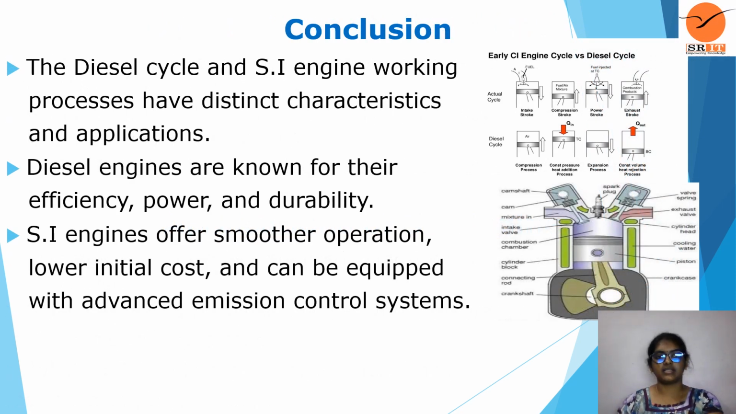Conclusion. The diesel cycle and SI engine working processes have distinct characteristics and applications. Diesel engines are known for their efficiency, power, and durability. Spark ignition engines offer smoother operation, lower initial cost, and can be equipped with advanced emission control systems.